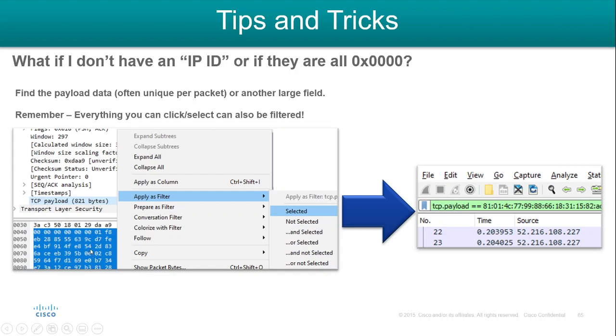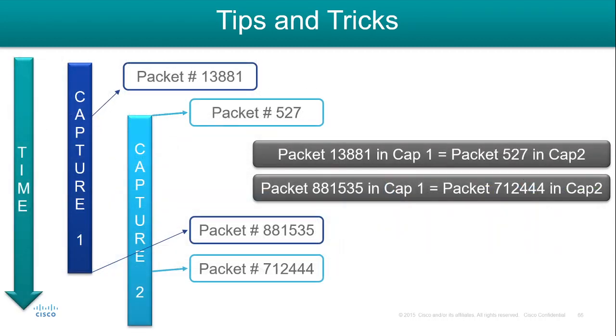When you click that, it'll highlight all the hex in binary down here. And then if you right click this, it'll bring up this menu. You mouse over apply as filter and then click selected. This will now put the tcp.payload equals, and it'll be a big long string with all, in this case, 821 bytes worth of raw data. And now you will be able to filter out that one packet, and you could do it on the other side. So I have my two packet captures using either IP or the TCP payload.